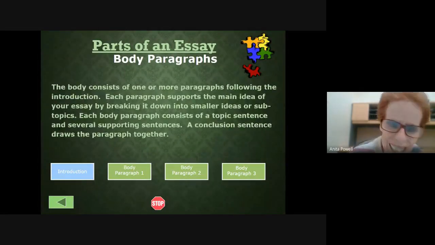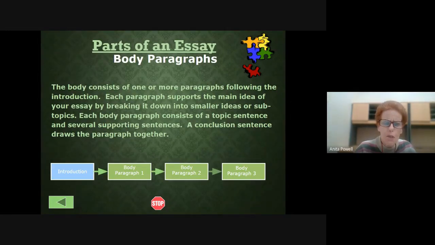Parts of an essay. Body paragraphs. The body paragraph consists of one or more paragraphs following the introduction. Each paragraph supports the main idea of your essay by breaking it down into smaller ideas or subtopics. Each body paragraph consists of a topic sentence and several supporting sentences. A conclusion sentence draws the paragraph together.